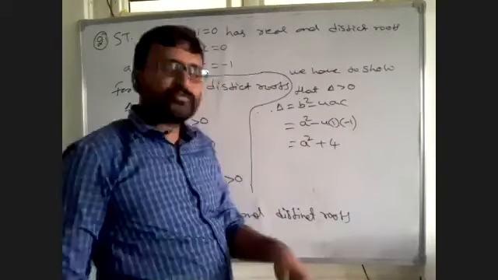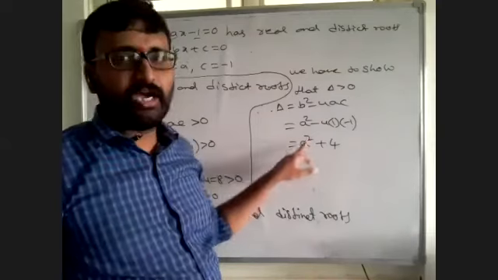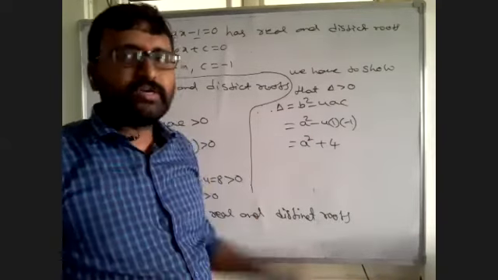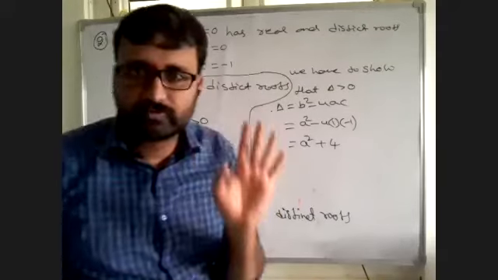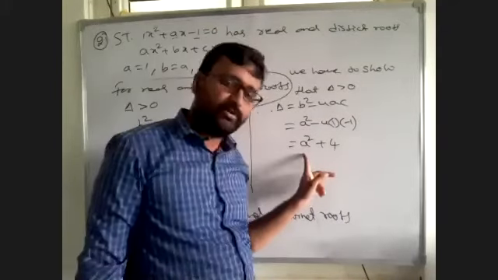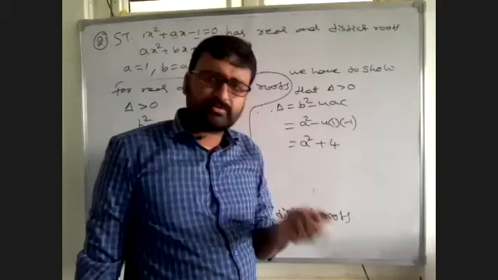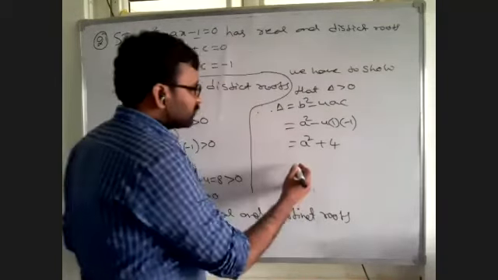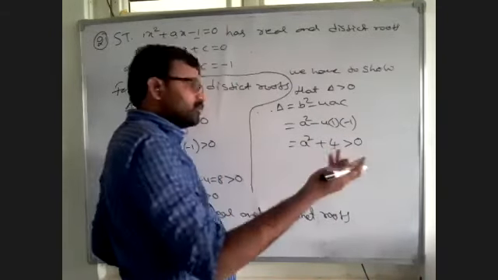A square plus 4 is always a positive number. Why? Because for a, we have an even power. If you have an even power for any unknown constant or variable, that is clearly positive. If you substitute a negative value, by applying the square, you will get positive. If you substitute a positive value, that is also clearly positive. So we can say this is clearly greater than 0.